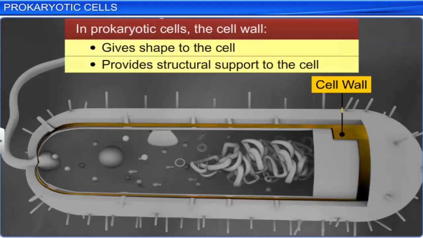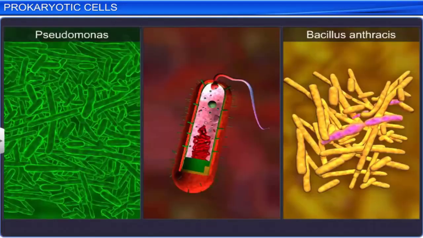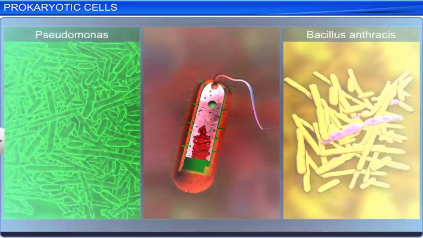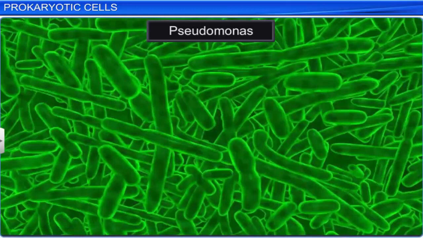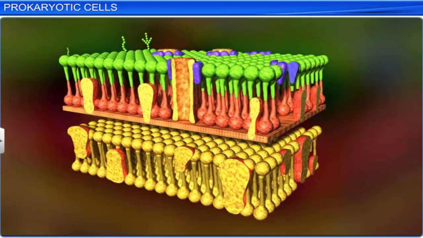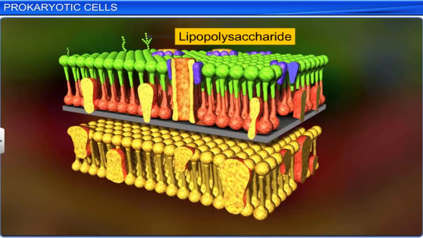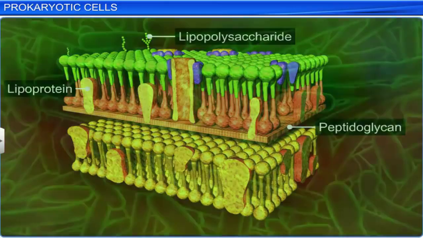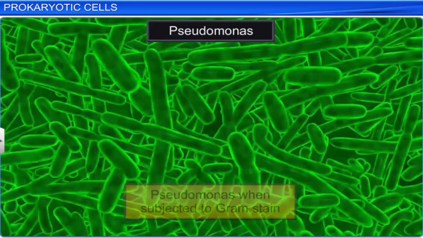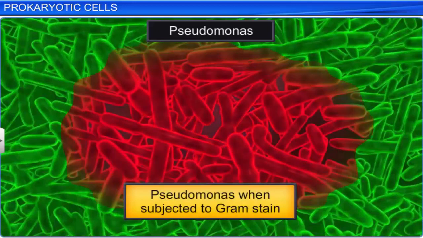Interestingly, the cell wall structure differs in different prokaryotes. In certain prokaryotes, such as Pseudomonas, the cell wall is composed of a thin inner layer of peptidoglycan and an outer membrane of lipopolysaccharide and lipoprotein. When such prokaryotes are subjected to the Gram staining procedure, they do not take up the Gram stain, but appear red or pink when counterstains such as safranine are added. Hence, they are called Gram-negative bacteria.